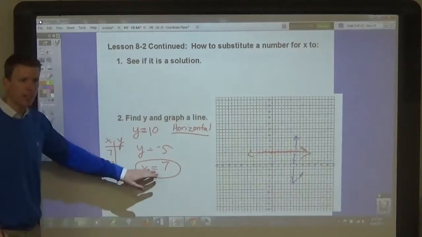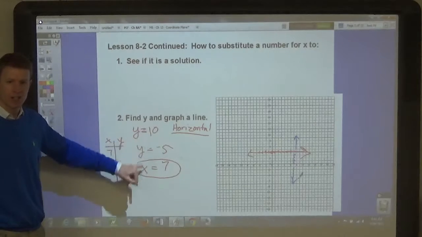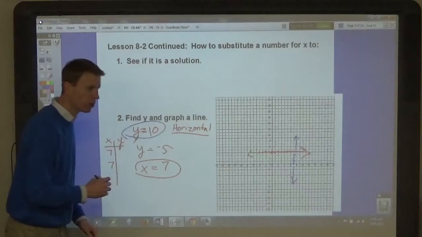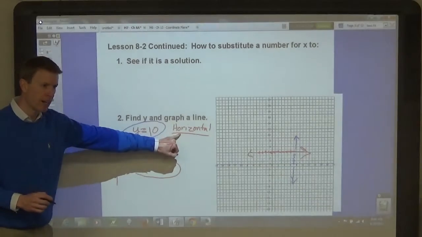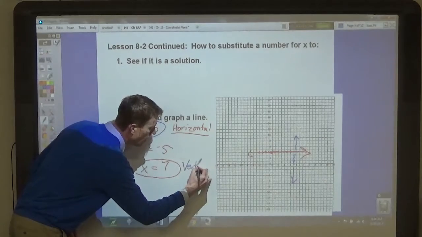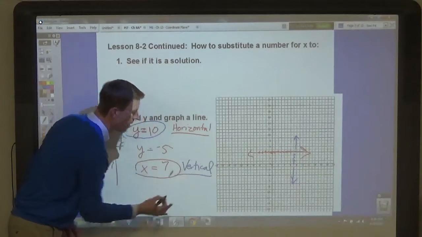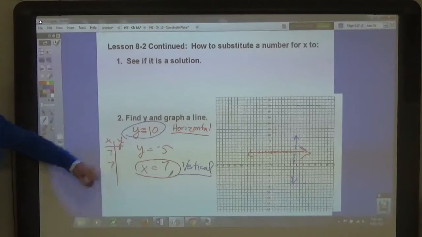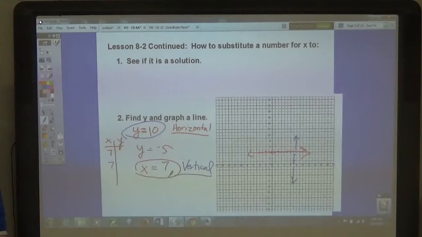Alright? Now, these two equations are going to be on your quiz. You have to remember that when y is equal to a number, it gives you a horizontal line. When x is equal to a number, it gives you a vertical line. Okay? So make sure you write that down. Any questions on that? Daria?